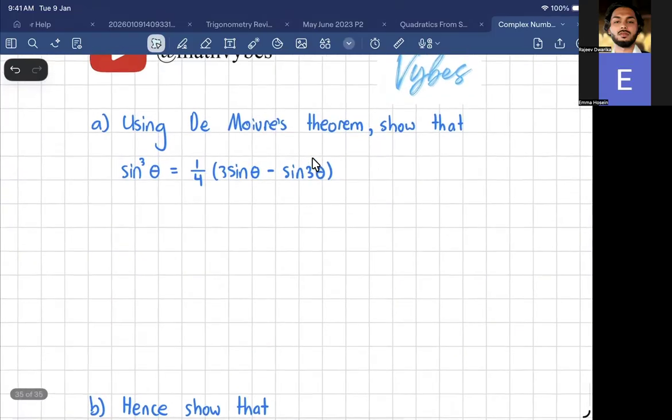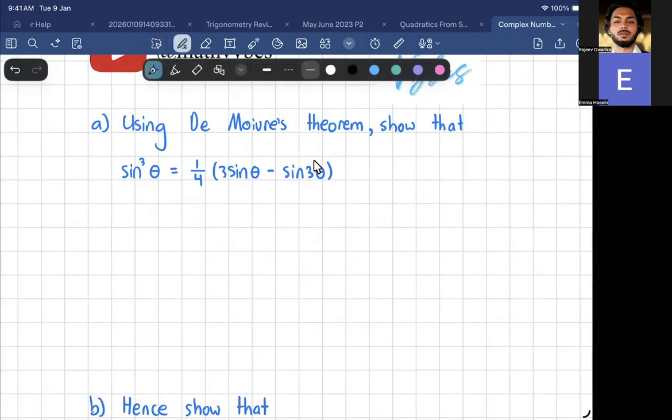All right, so Emma, part A, using Moivre's theorem, show that sine to the power 3 theta is equal to a quarter of 3 sine theta minus sine 3 theta. Talk to me. How are we going to start this off? Well, you could start with cos theta plus i sine theta minus cos theta minus i sine theta to get 2i sine n theta.